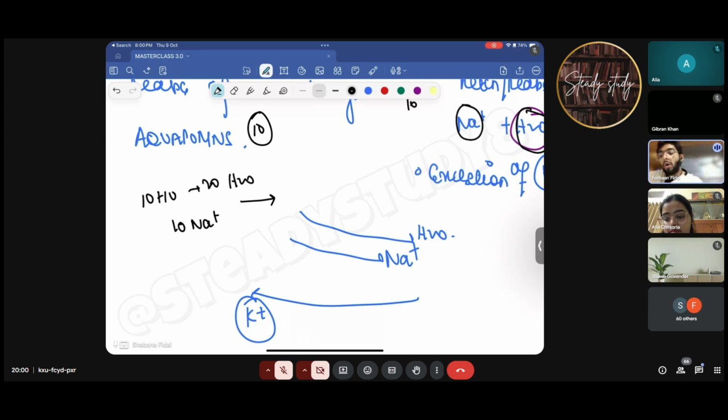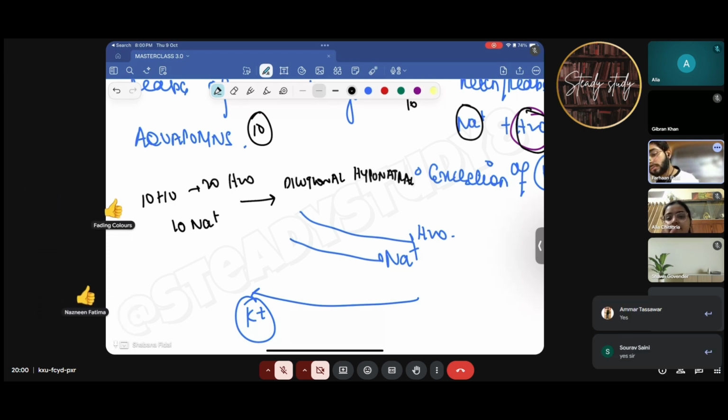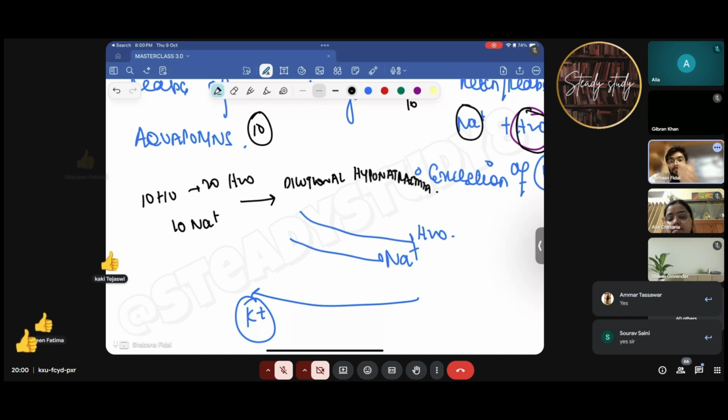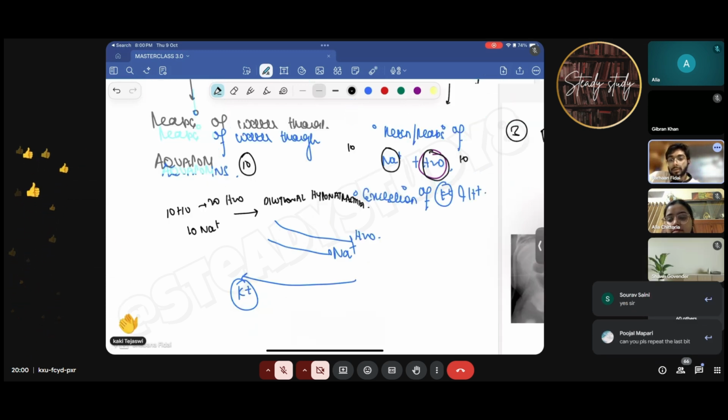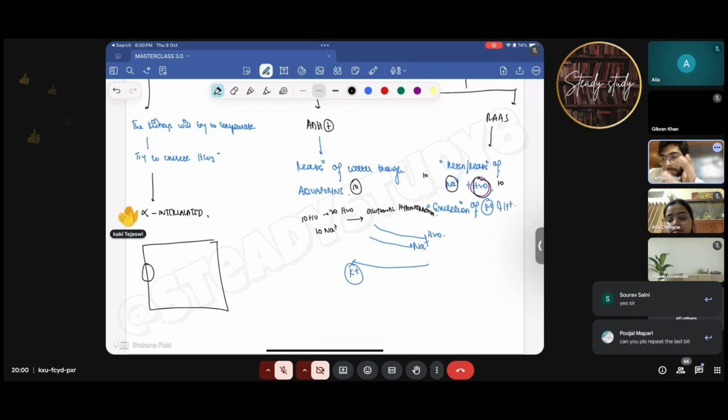Do you guys understand how this is dilutional hyponatremia? Is this clear? Yeah? Understood? Okay. Pujal, I'll repeat it.